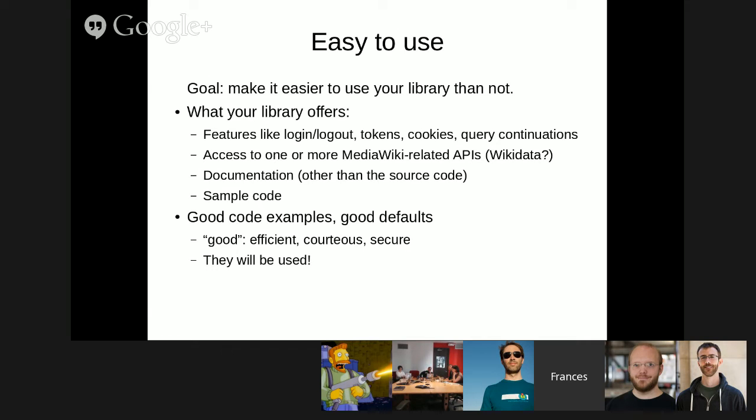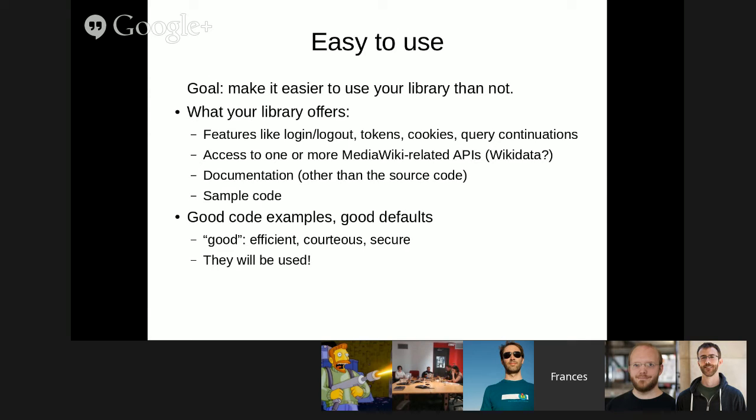If it's an API client library, you want it to offer access to one or more of the APIs, so MediaWiki, but also if it can handle Wikidata, that's a somewhat different API, but is also useful. It should, again, offer documentation that's not source code, and it should offer sample code. And if you offer sample code, it's going to be used because programmers like to take the resources that are offered and not do more work than they have to.